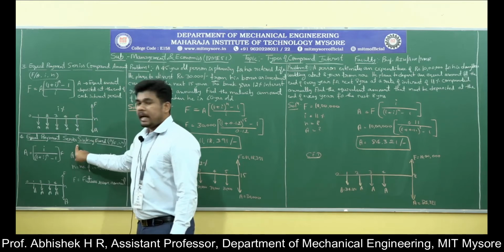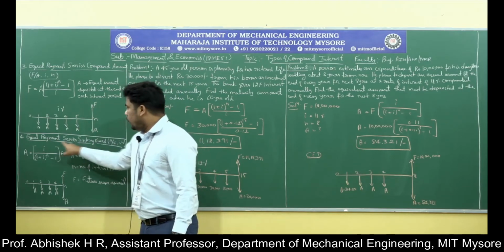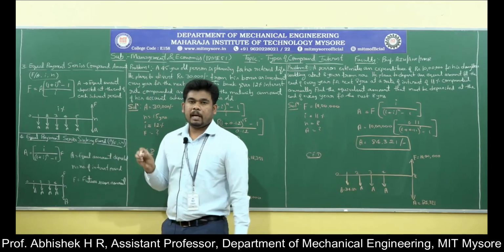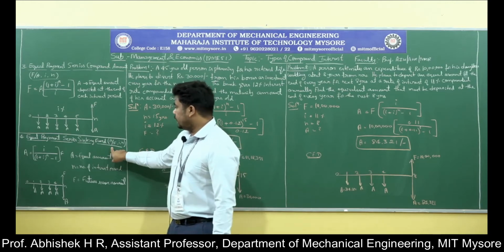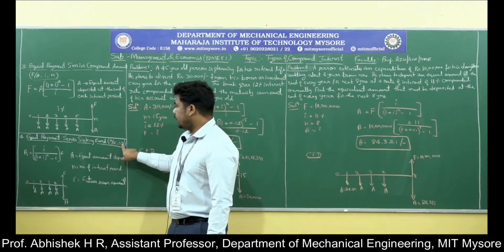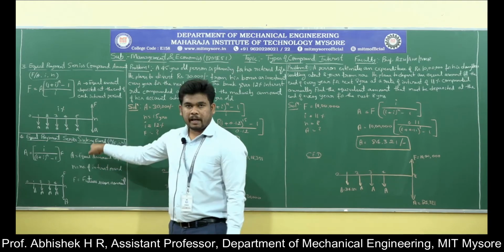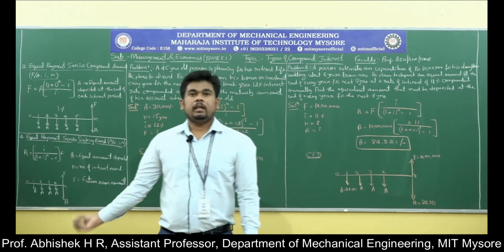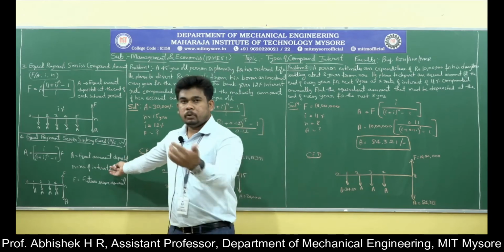So next type, with respect to this, we have the equal payment series sinking fund. Equal payment series sinking fund means the condition is A by F comma i comma n. Means F is given to find the A. We need to find A by using F. F means what? Future sum of amount. Here we will know the future sum of amount.